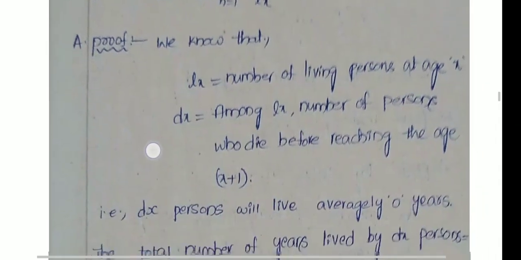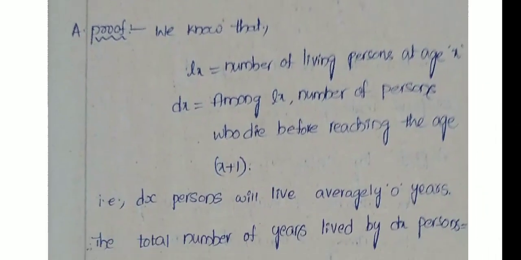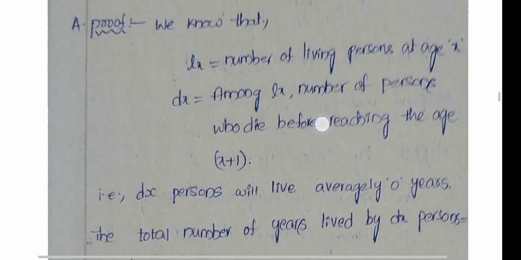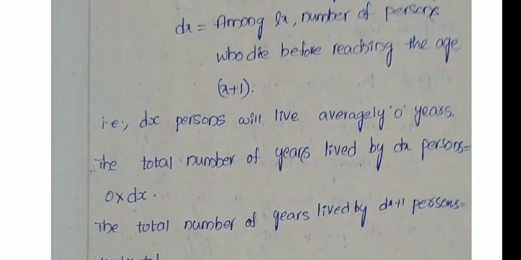We know that lx is the number of living persons at age x, and dx among lx is the number of persons who die before reaching the age x plus 1. That means dx persons will live averagely 0 years. That means x to x plus 1: suppose a baby is born at 0 years, and before the first year, she or he will die. So that living age, we consider as 0 years.